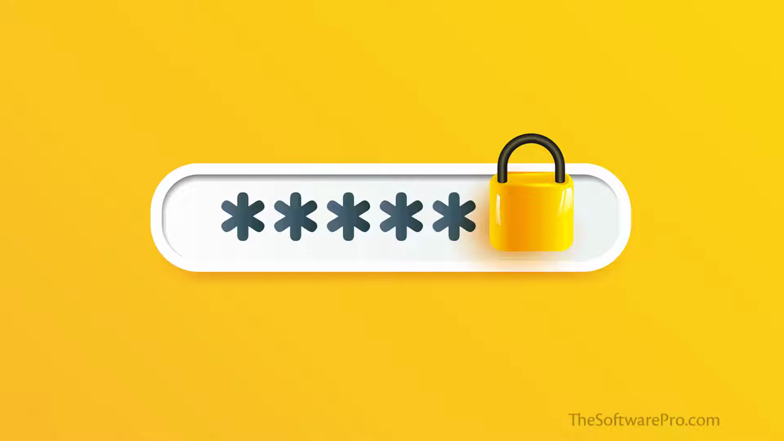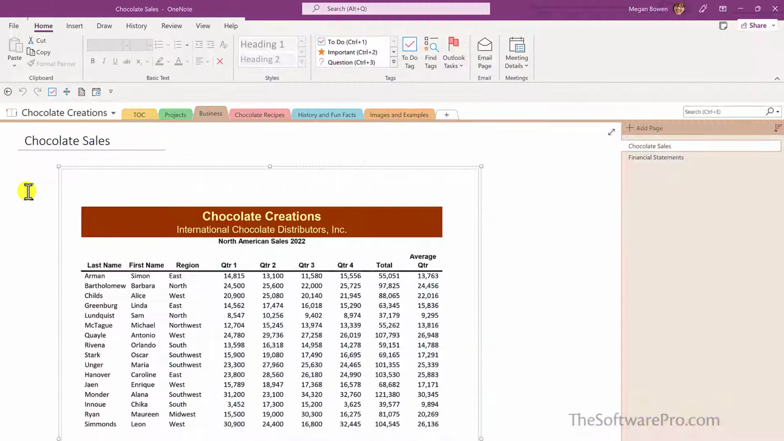When you're working with a shared OneNote notebook, you can limit access to specific sections by adding a password. For example, in this shared notebook, I might not want everyone to be able to view budget or financial information, so I'll add a password.